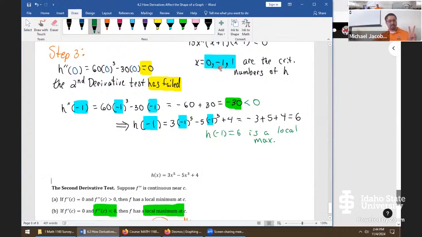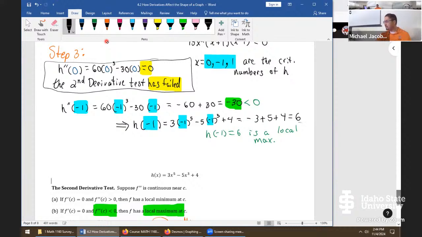So that's 2 critical numbers down, one last one to go. Any questions with this conclusion here? Okay, so there's really 3 answers that we're giving to this. This is answer 1. Second derivative test has failed at the critical number 0. This is answer 2. We found a local maximum at -1. The local maximum is 6 itself.